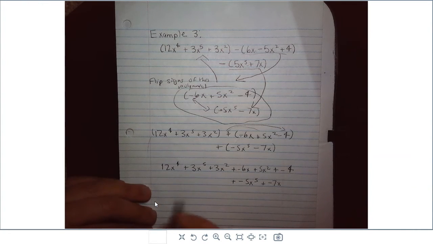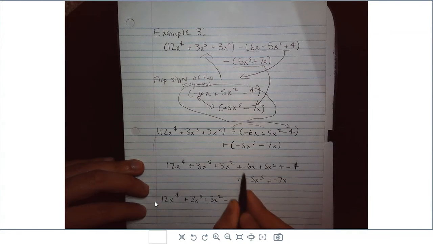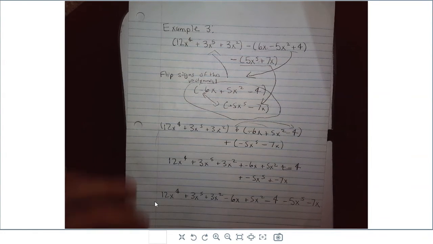So let's rewrite it now. We got 12x to the power of 4 plus 3x to the power of 5 plus 3x squared minus 6x, right, because plus a negative is equal to just a subtraction, plus 5x squared minus 4, right, minus 5x to the power of 5 minus 7x. Okay, now we collect all the like terms.